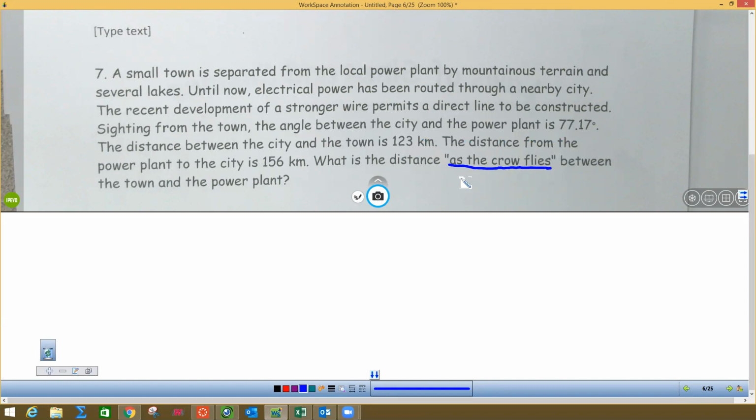Does anybody know what it means? That's an old saying. As the crow flies. Anybody know what that means? Anybody got a guess? Okay, that's a straight line distance. Like if I was in a city block, I could not walk from one corner to the diagonal corner because the buildings are in the way. But a crow can get above everything and fly straight. So this is just talking about a straight line. That's all that means.